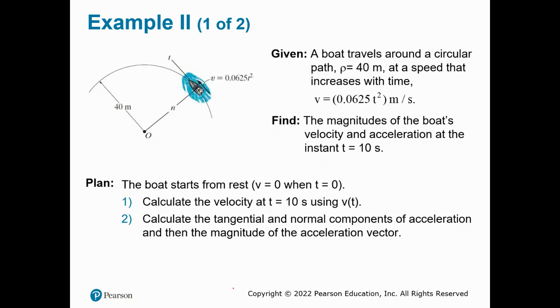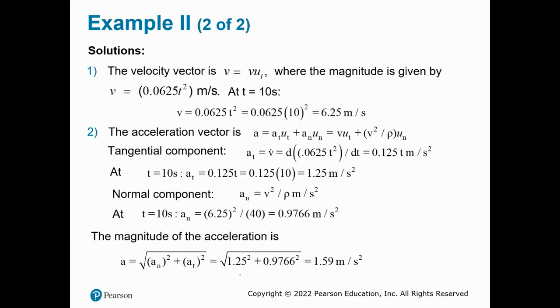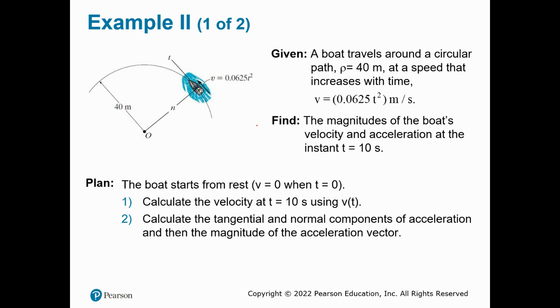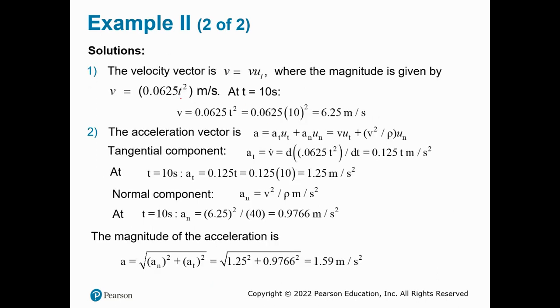The second example says a boat is traveling in a circular path. We know the radius of curvature is 40 meters. Its speed is increasing with time, with velocity v equals 0.0625 t squared. We're looking for the magnitude of the boat's velocity and acceleration at the instant t equals 10 seconds. Velocity is a function of time, so we plug in t equals 10 seconds, and that gives me the magnitude of the velocity at 10 seconds. And then the acceleration has two parts again. The first part is the tangent part.